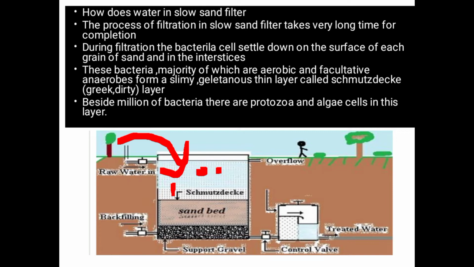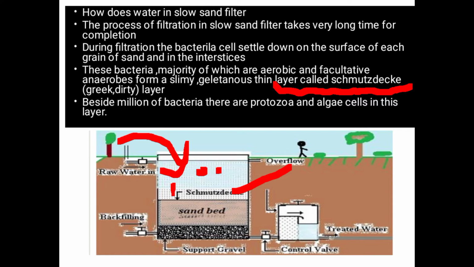Now, these bacteria, the majority of which are aerobic and facultative anaerobes, form a slimy, gelatinous thin layer, and this is called the Schmutzdecke layer. What is the Schmutzdecke layer? During slow sand filtration, the bacteria settle down on the surface of each grain of sand and form a gelatinous thin layer. This is called the Schmutzdecke layer.